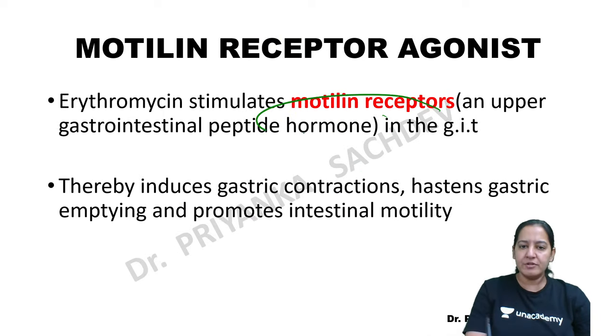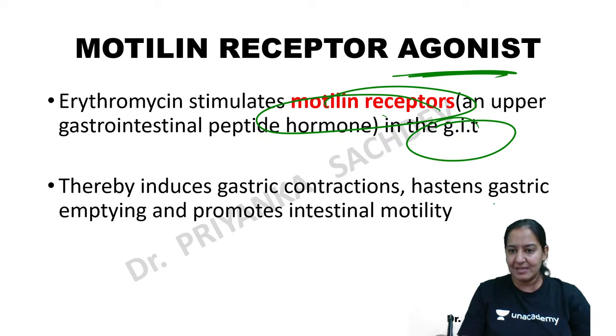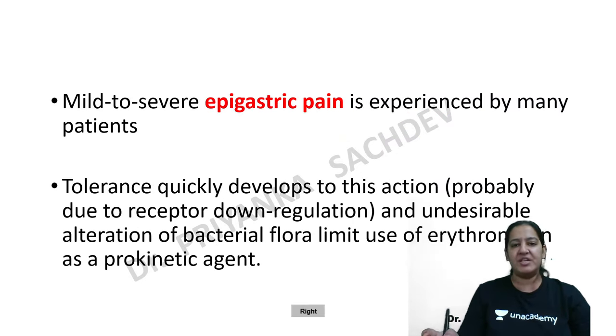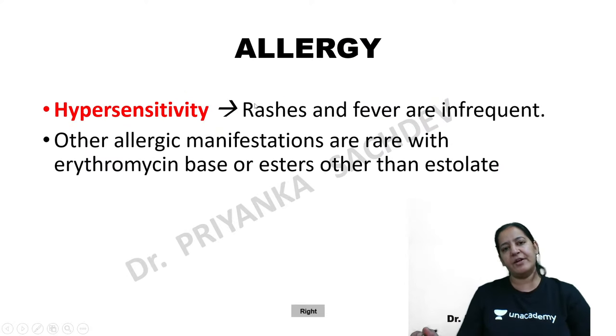Give me a thumbs up. So because erythromycin is an agonist of the motilin receptor in the GIT, they will get stimulated, peristalsis will hasten, and sometimes the patient can have epigastric pain due to the spasm. Give me a thumbs up. Everyone give me a thumbs up.